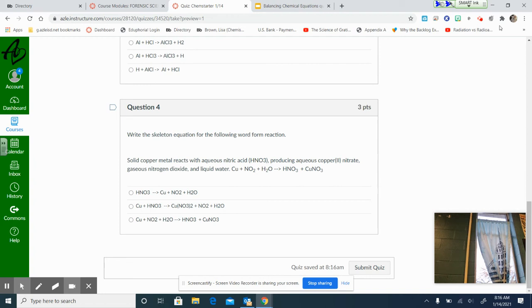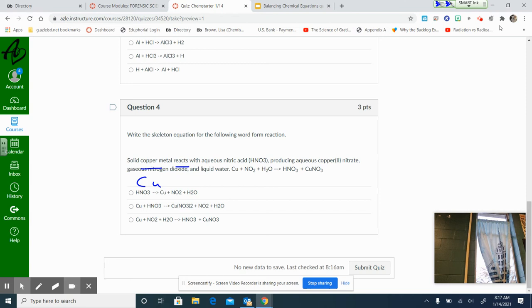So it says solid copper, just ignore me, Josh. So solid copper metal reacts. So I have copper by itself. So I'm going to write Cu by itself. When I write things by itself, I have to ask myself, is it diatomic? Copper is not diatomic, so it doesn't need a 2, so I'm done.